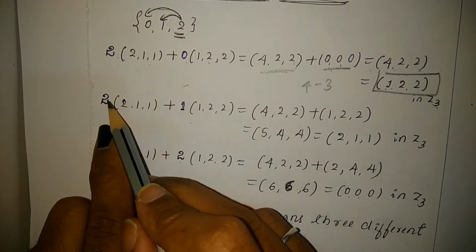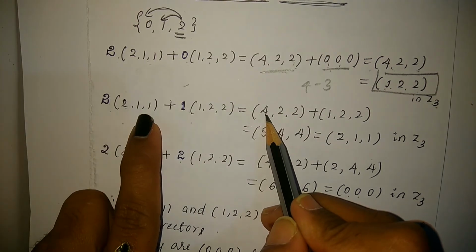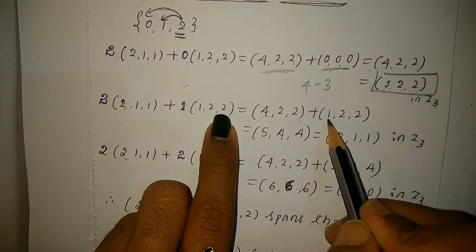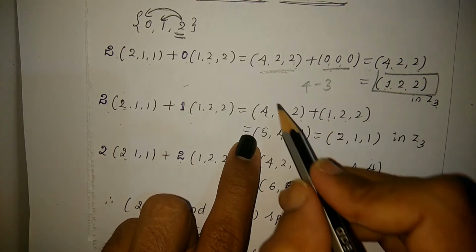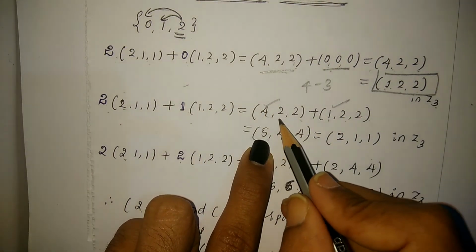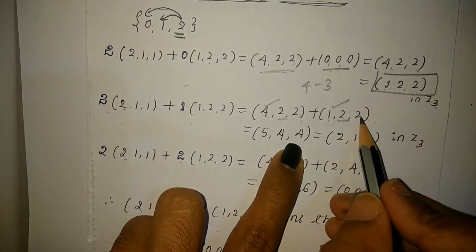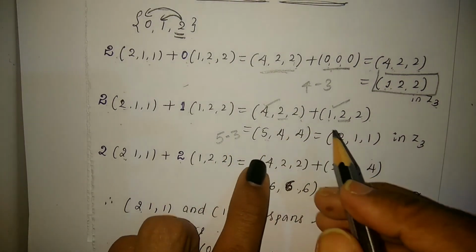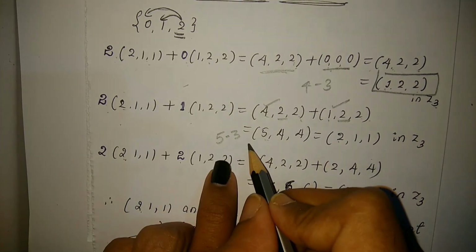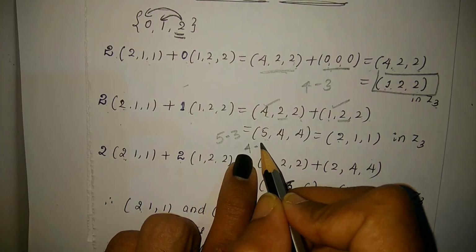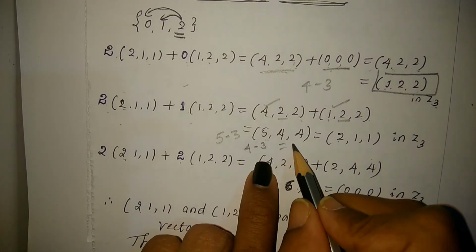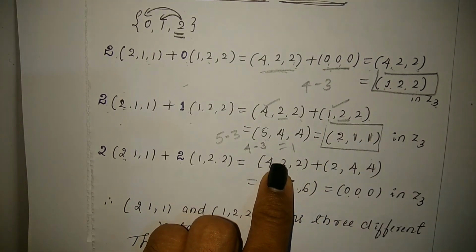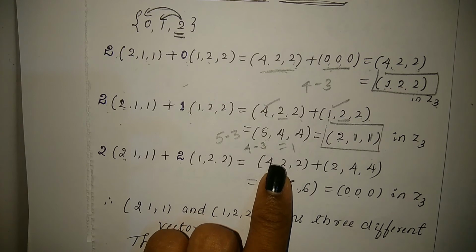Next, take 2 with 1. 2 twos are 4, 2 ones are 2, 2 ones are 2. 1 into anything is that element itself. So 1, 2, 2. If I add 4 with 1, that is 5. 2 plus 2, 4. 2 plus 2, 4. 5 is not an element of Z3. Just remove 3. We get 2. 4 is not an element of Z3. Just remove 3. We get 1. So write that 1. So now it is an element of V3 of Z3.